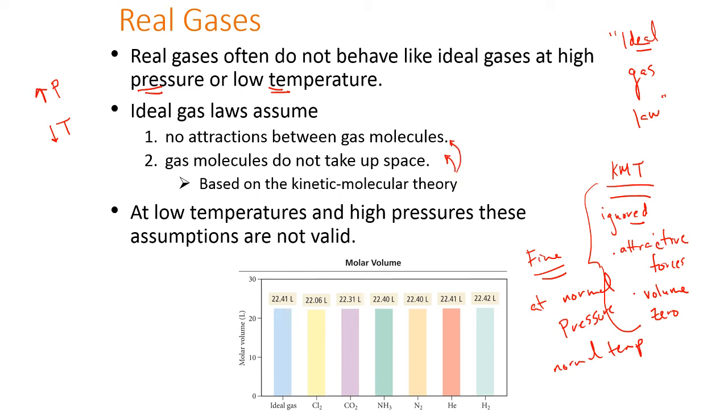We were fine to look at these equations in class, this PV equals nRT. But as soon as we break these pressure-temperature rules and we look at high pressure and low temperature, the ideal gas law sort of begins to let us down. Okay. So at low temperatures and high pressures, the assumptions that we've made are not valid. So we're not going to look at this particular graph right here. You don't necessarily have to understand it. You can look at it if you want, but it's not going to come back on the exam.